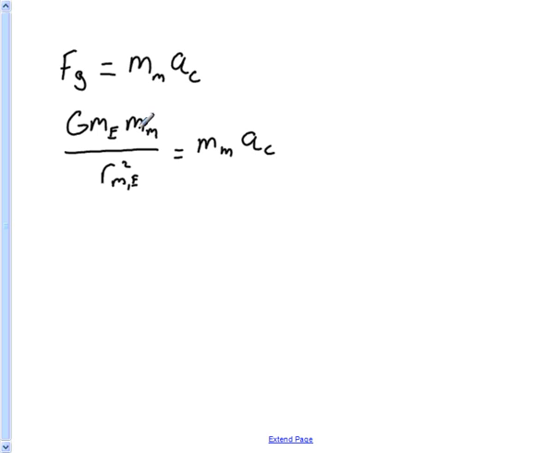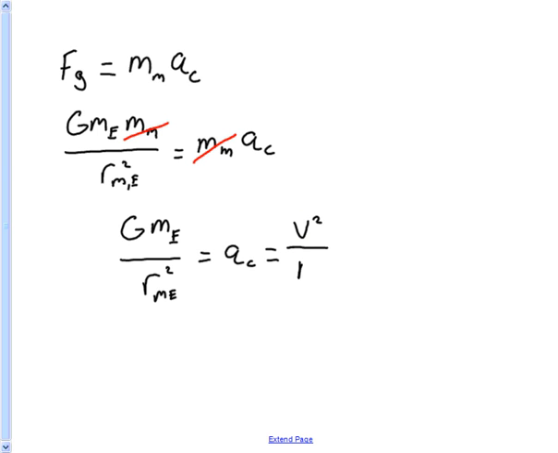Well, the mass of the moon cancels out from both sides of the equation. So we're left with big G times the mass of the Earth divided by the distance between them squared. That equals the centripetal acceleration. But we have another formula for the centripetal acceleration. We know that the centripetal acceleration is equal to the velocity of the moon squared divided by the distance between the center and the object, here the moon, not squared, excuse me. Okay. So v squared divided by r.